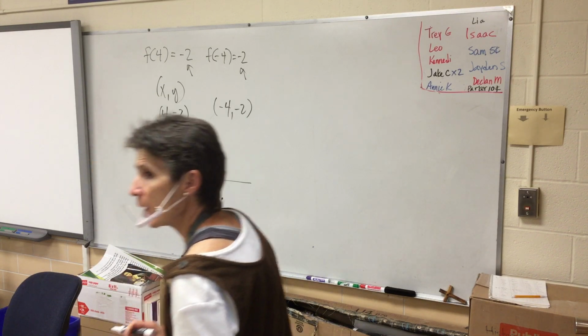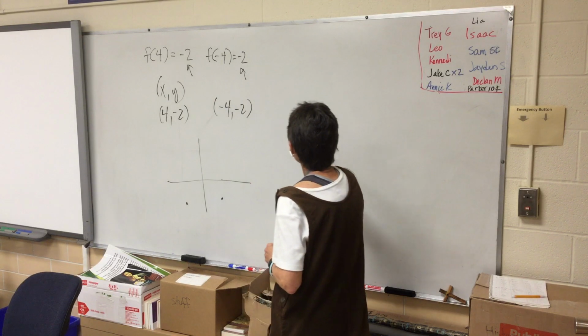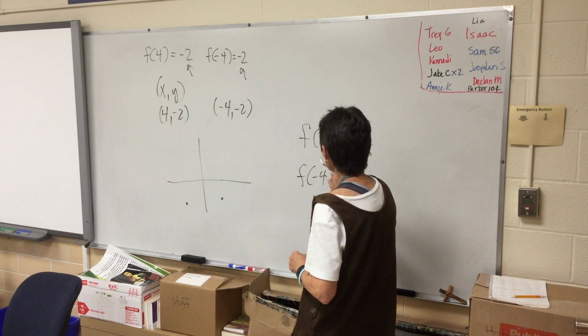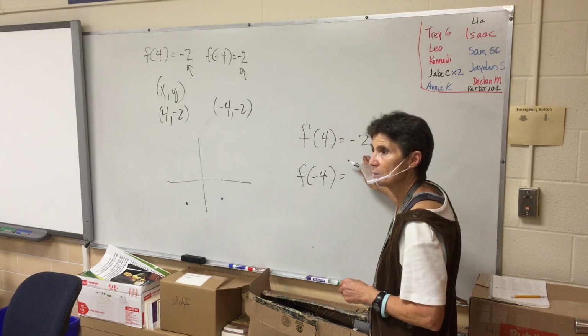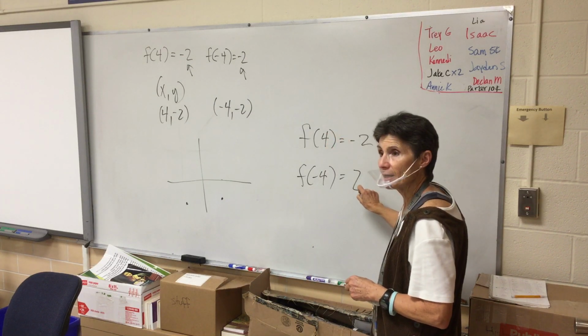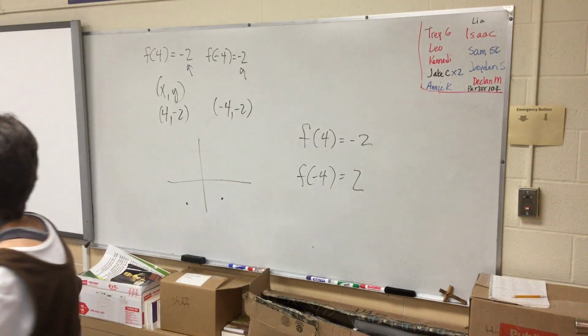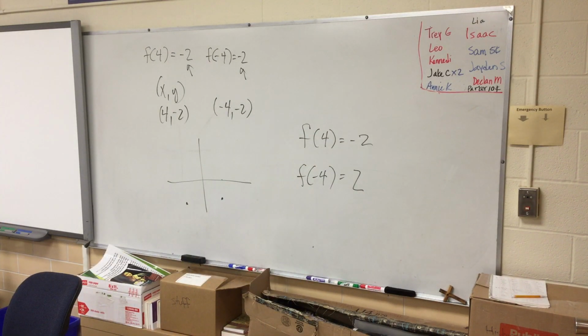What would happen if it were odd? Let's say f of 4 is negative 2. If I change this to negative 4, what would happen to that 2? It would become positive. Because if you're odd, you're symmetric about the origin. And what is the test for symmetry with the origin? You change both sides. Right? So if x changes, y changes.